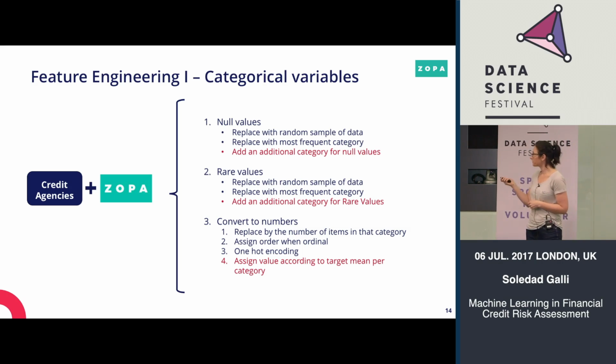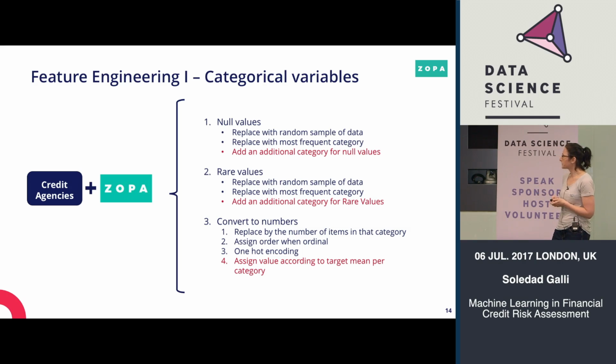For example, one of the traditional methods is to replace by the number of items in that category, or by the frequency if you want. So let's say that 60% of our customers come from London, so we would replace London by 0.6. If 30% of our customers come from Manchester, we can replace Manchester by 0.3. So that's a common procedure.